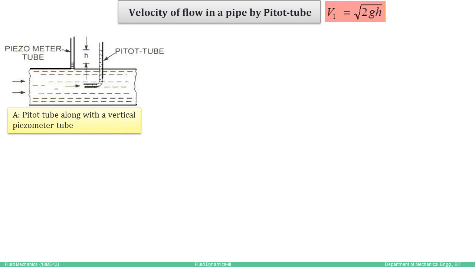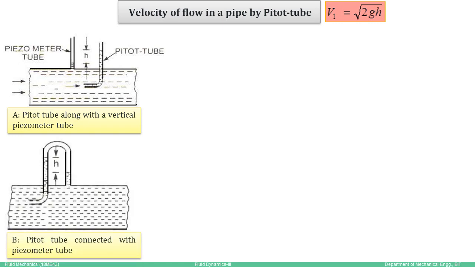This is a very simple arrangement, using a vertical piezometer tube attached before the pitot tube. So the piezometer will give you H naught, and this pitot tube will give you the total of H plus H naught, and the difference in these two levels in the piezometer tube and pitot tube will be taken as H.